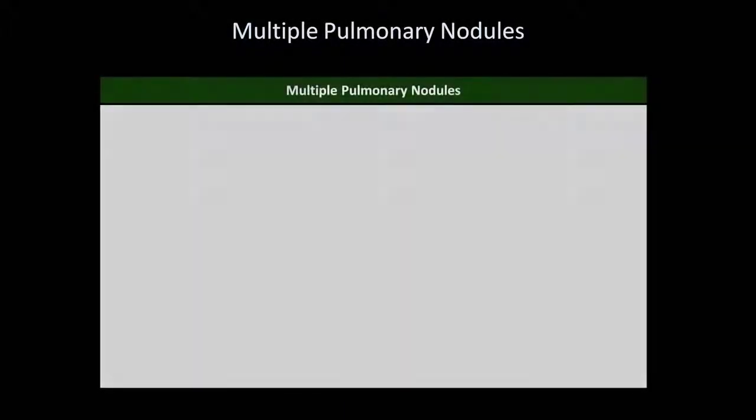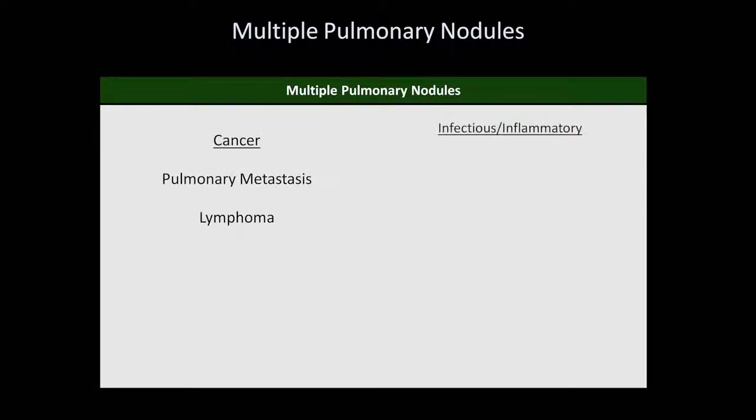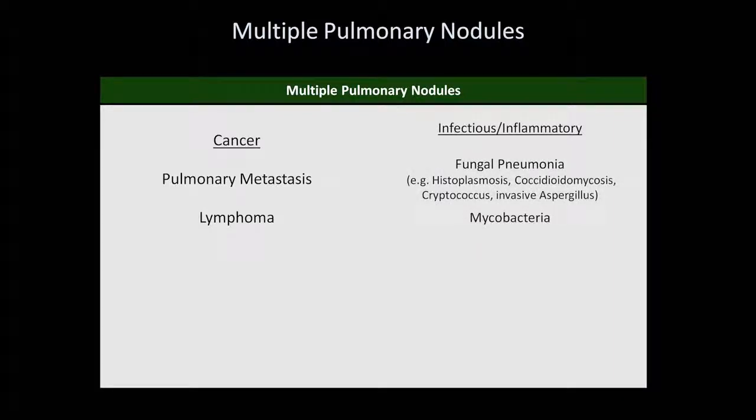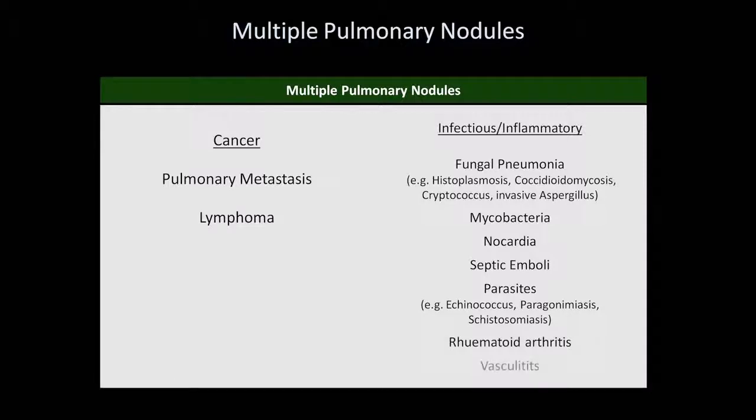When patients present with multiple pulmonary nodules, the differential diagnosis changes quite a bit. One should still worry about cancer. However, there are now a number of other infectious etiologies to consider. These include fungal pneumonia, mycobacterial pneumonia, nocardia, septic emboli, parasites, specifically Echinococcus, Paragonimiasis, and Schistosomiasis, rheumatoid arthritis, and vasculitis. Finally, one miscellaneous cause of multiple pulmonary nodules is amyloidosis.